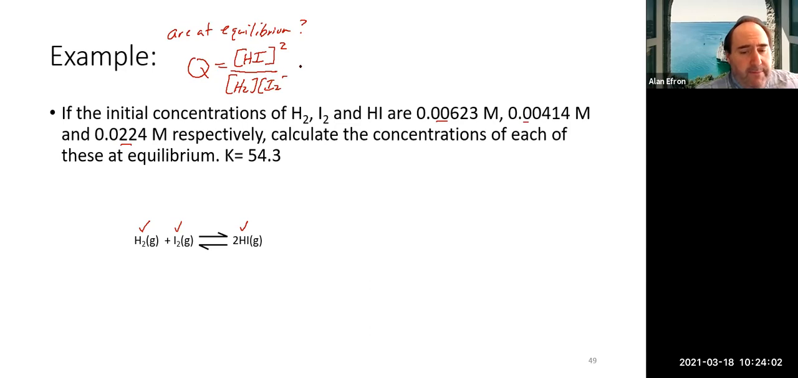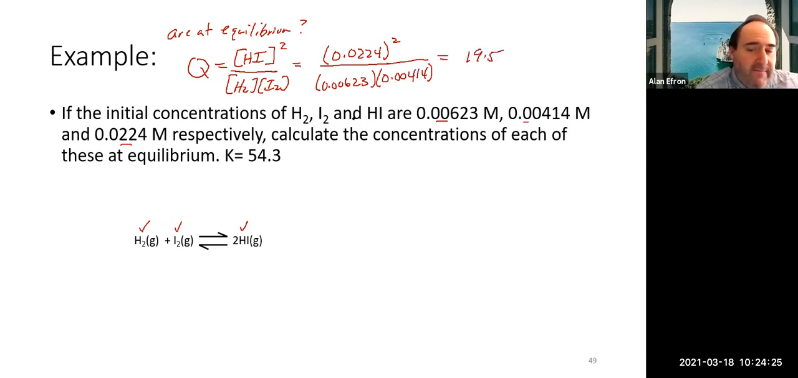And here we would put in all of our information for Q. So HI was 0.0224, and again, we would square it. We also have our 0.00623 and our 0.00414 in this case. Now, that gives us a Q value of 19.5. Remember that when we do Q, we compare it to the K value that was given to us. And what we see in this particular case is Q is less than K.